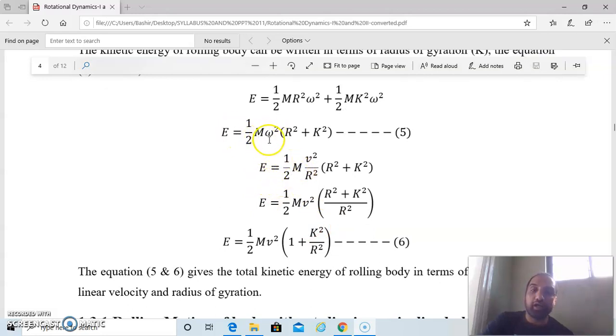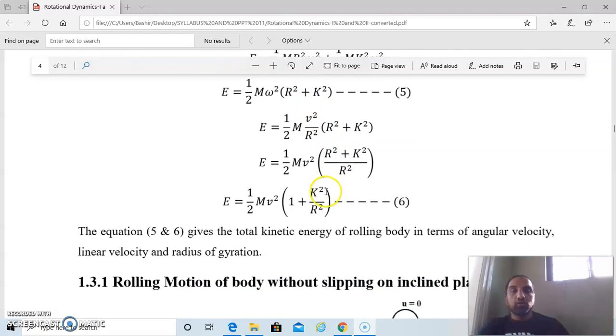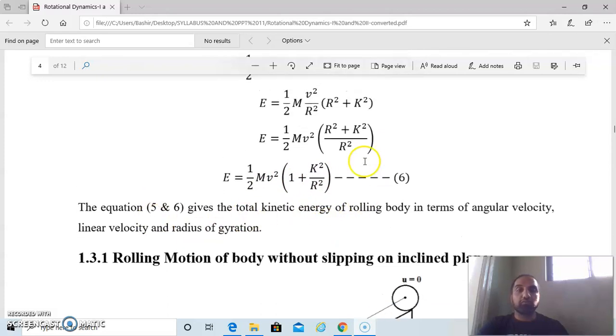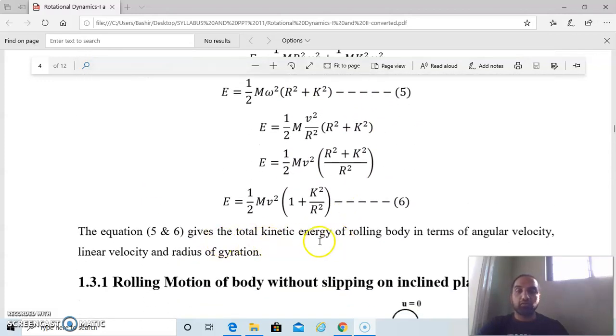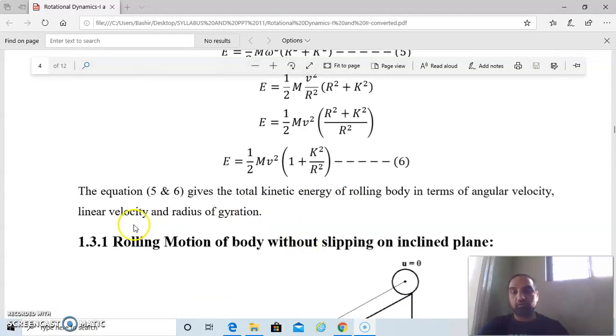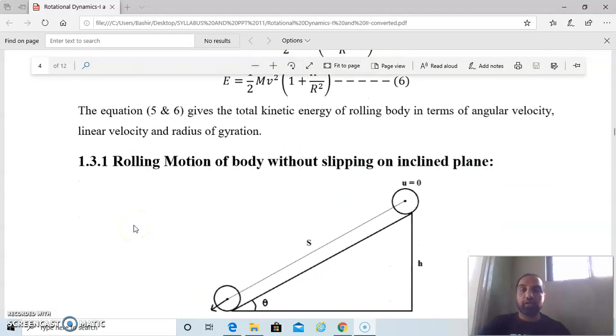Omega is nothing but v upon r. So instead of omega square, we write v square upon r square, multiplying the bracket r square plus k square. And now E = 1/2 mv square. Now move inside that bracket: r square plus k square divided by r square. Shifting the division into each term, we get 1/2 mv square times the bracket 1 plus k square upon r square. So equation number 5 and equation number 6 give the total kinetic energy of a rolling body in terms of angular velocity, linear velocity, and radius of gyration.